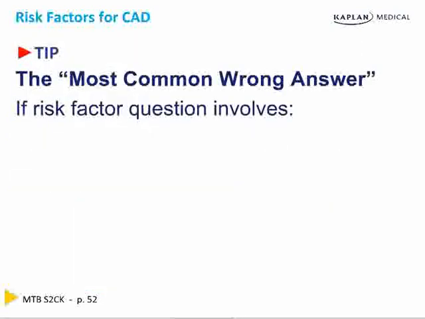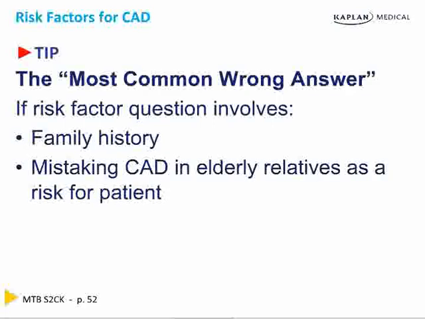The most common wrong answer in the risk factor questions is always the one on the family history, where people are mistaking the coronary disease in the elderly relatives. They show you a person who's old and say, is there risk factors, or what do you do about the LDL? And you make the mistake. Just remember, risk factors in a family has to be young.